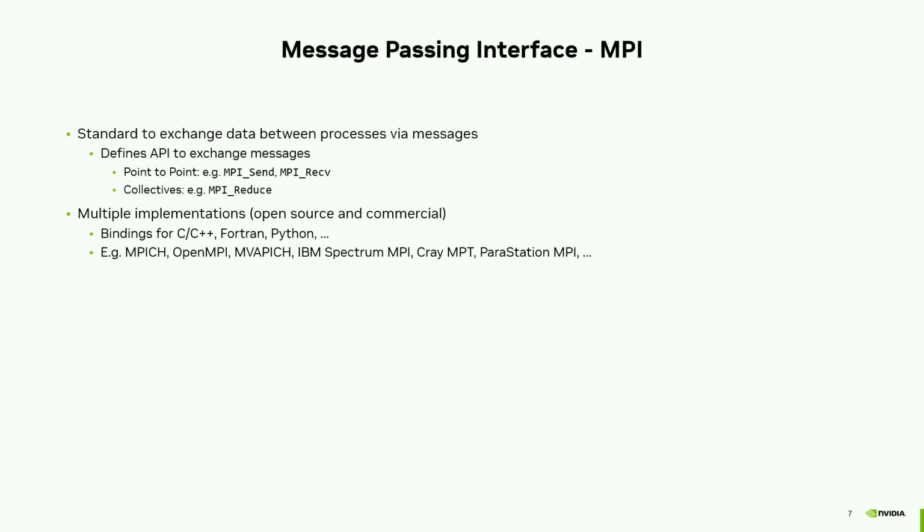Okay, let's get started with the first programming model, MPI, which stands for Message Passing Interface. It's a long-established standard to exchange data between processes via messages, and for that it defines an API for point-to-point communication. You have already seen MPI send and receive, but also a rich set of collectives, reduce, all-reduce, and so on. There are many implementations with bindings for probably every language you care about. I just list a few here, open source and commercial.